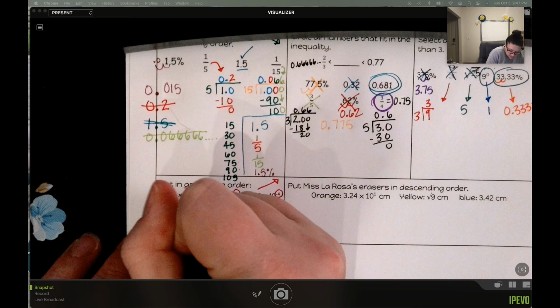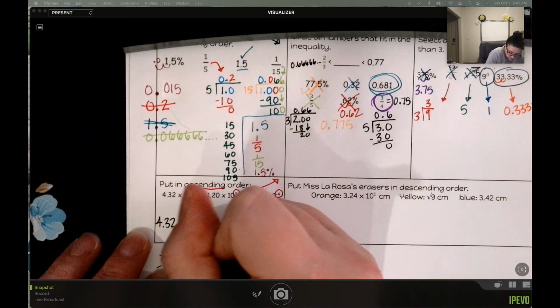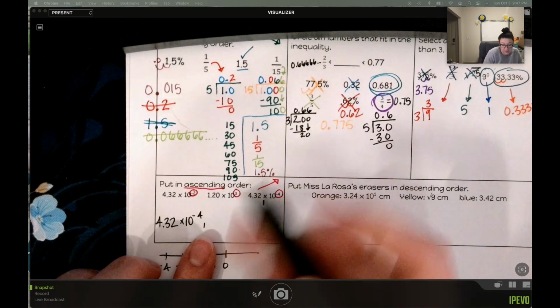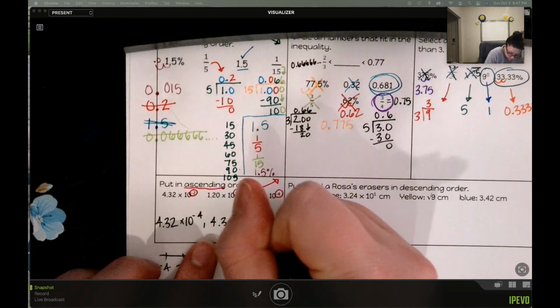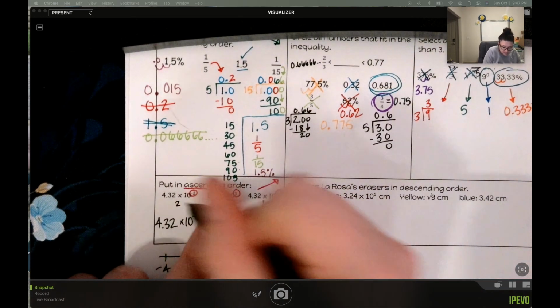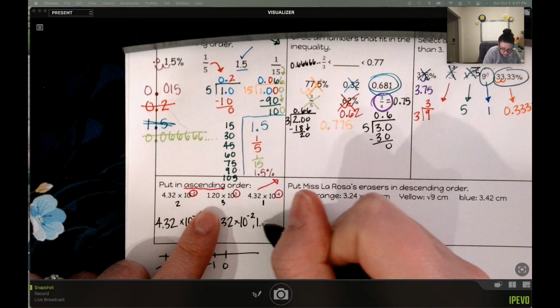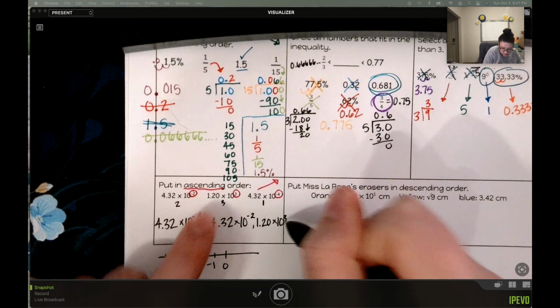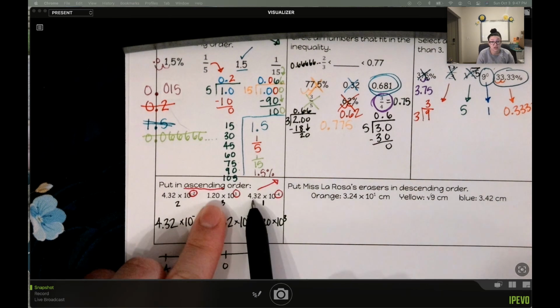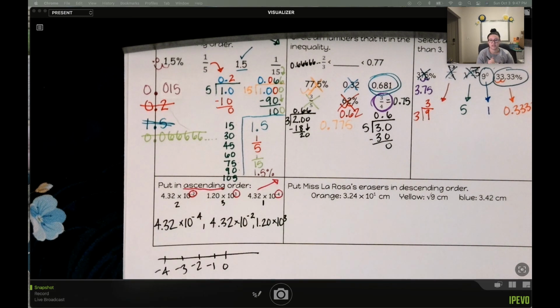So first we would see 4.32 times 10 to the -4th. Then we would see 4.32 times 10 to the -2, making our biggest number here 1.20 times 10 to the 3rd. We didn't even need to turn these numbers into decimals. We could just look at the exponents to help us. If you have two numbers where the exponents are the same, then you can just compare the numbers out front, those decimals between 1 and 10.